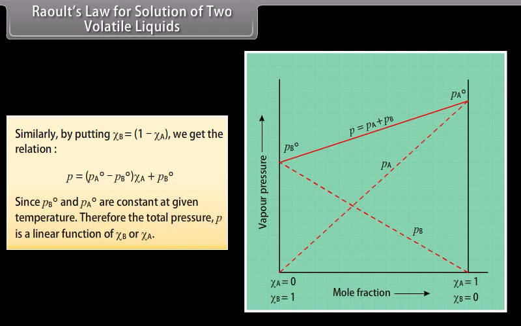Since PB naught and PA naught are constant at given temperature, therefore, the total pressure P is a linear function of XB or XA.